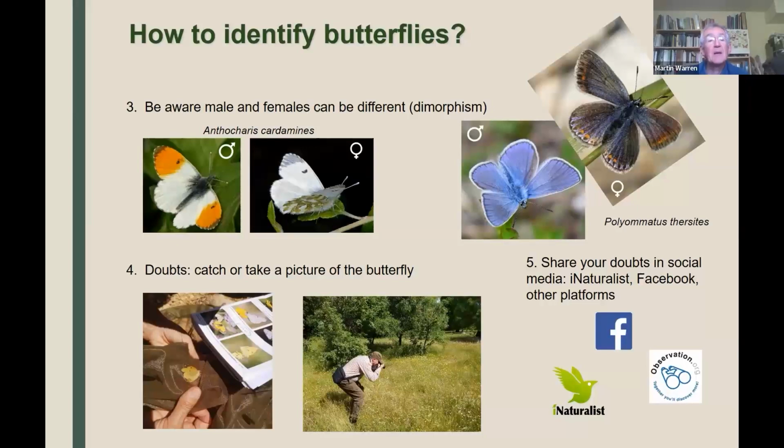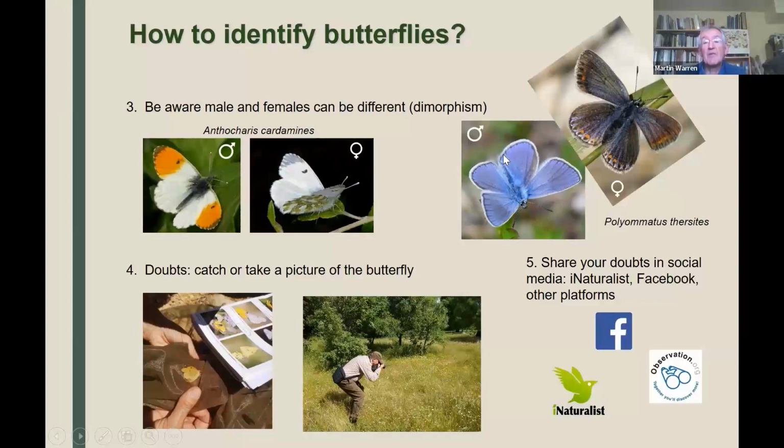So one thing that happens, which is confusing, is that sometimes the male butterfly is different from the female butterfly. So in this case, Anthocharis cardamines, which is flying at the moment. It's a lovely spring butterfly. In Britain, we call this the orange tip, for obvious reasons, but the female doesn't have the orange tip, and she looks like some of the other whites, but she has this beautiful hind wing, which the others don't have.